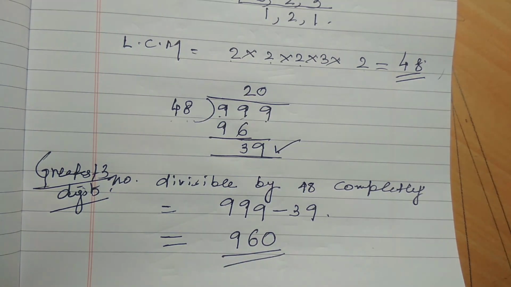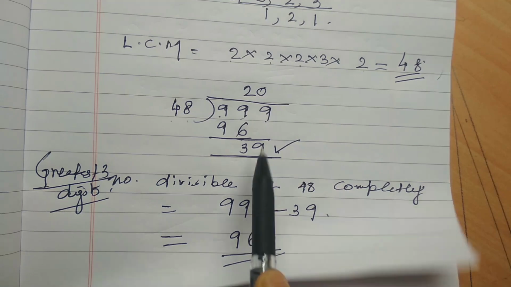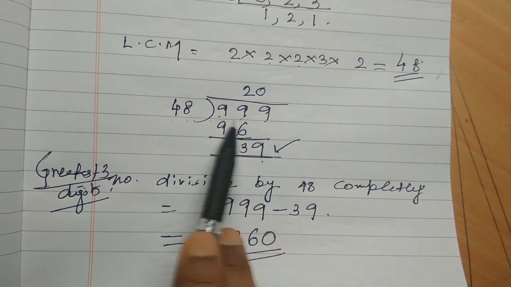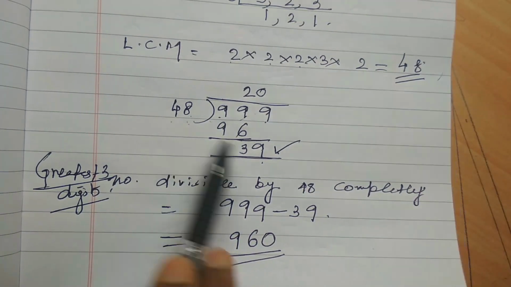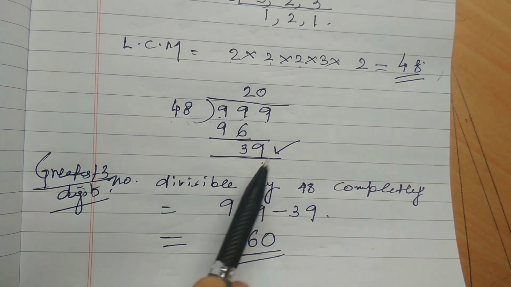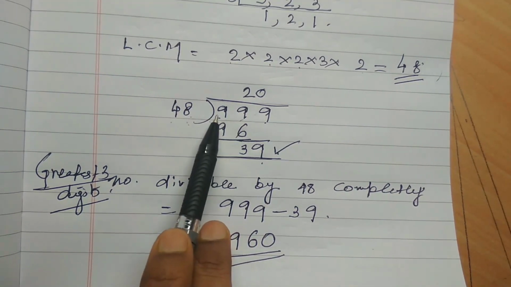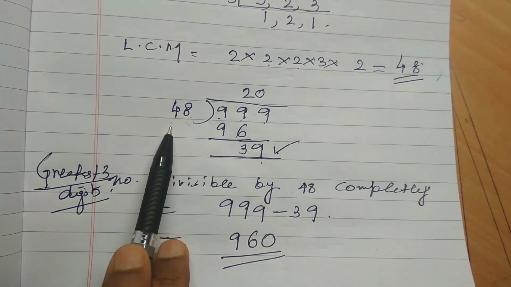Because I know if any remainder will be there during the division, then the number is not completely divisible by this. When it is completely divisible by this, then no remainder will be there. And if I want that this will be completely divisible by this, then from this I have to subtract this. Whatever will be left, that will be divisible by this.